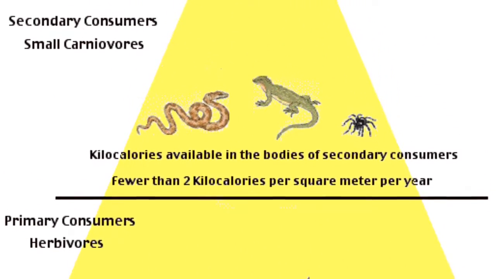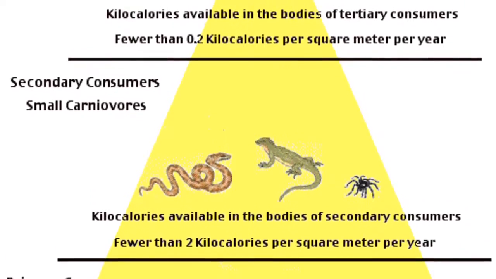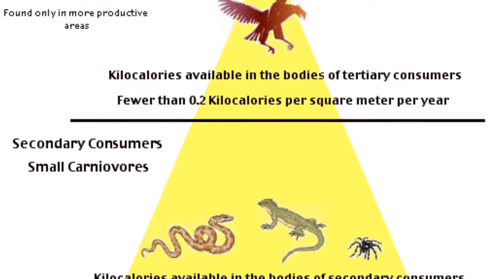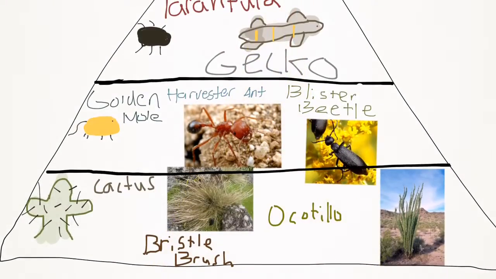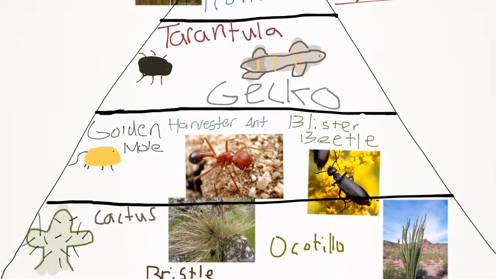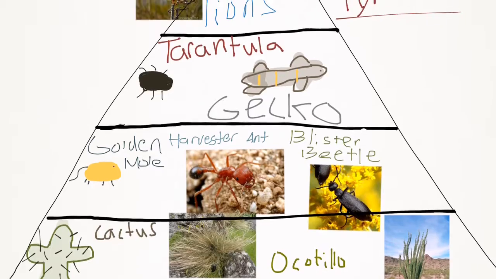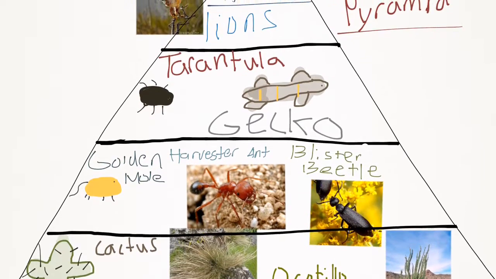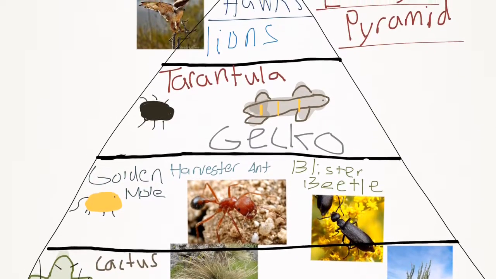In the Namib Desert energy pyramid, the energy is transferred from the autotrophs, which are the primary producers, then up the pyramid through the heterotrophs and consumers. Each way up the pyramid, less energy is transferred.